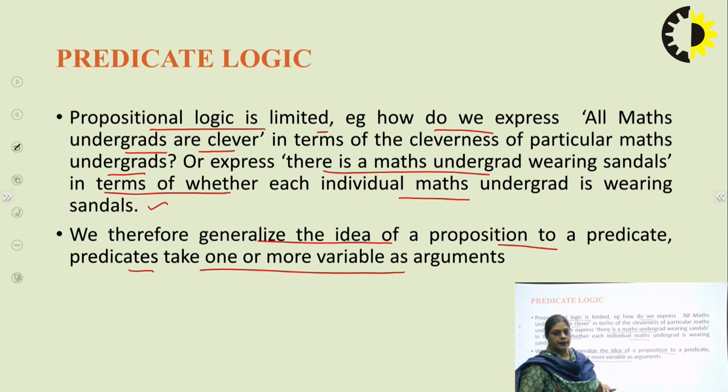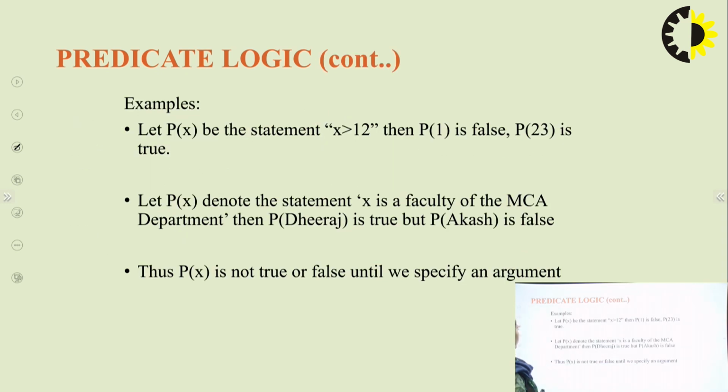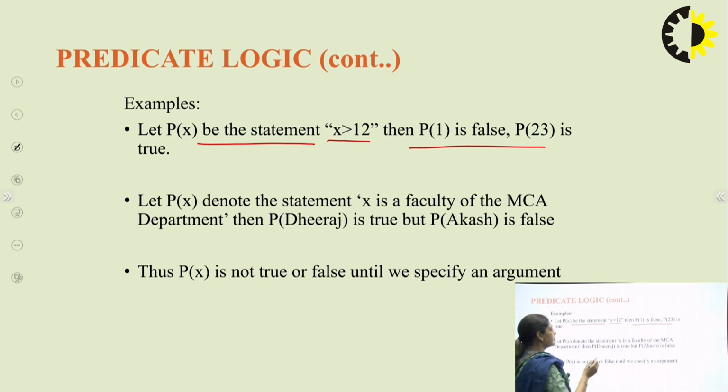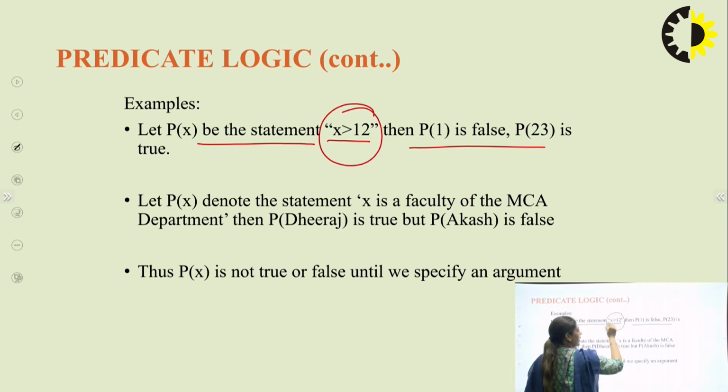In predicates, it is not a full sentence. Only a part of the sentence we will take in the predicate. Rest of the sentence we will be defining with the help of variables. Like, see here. Px be the statement x is greater than 12, then P1 is false. Now, x is greater than 12 is a generalized statement. X can be anything, right? The whole population is included now, right? All the numbers are included here.